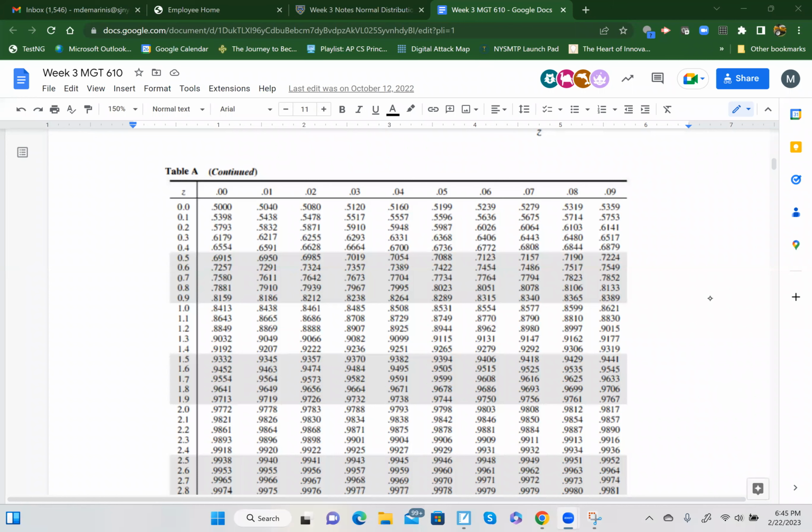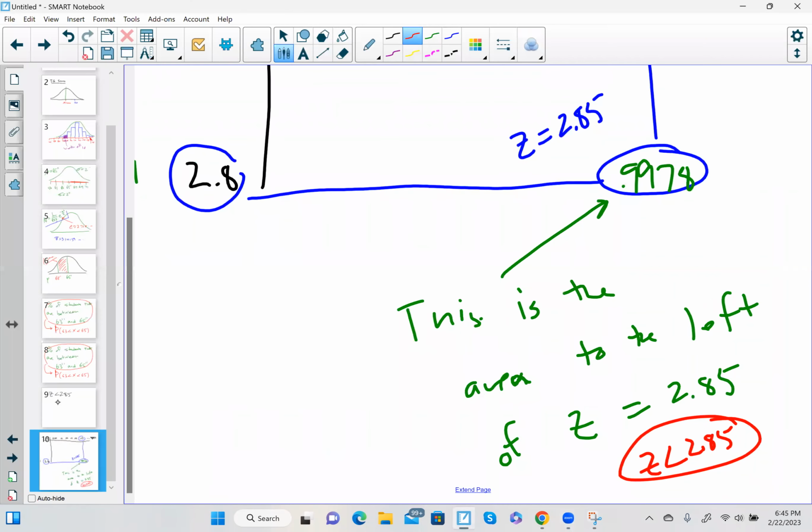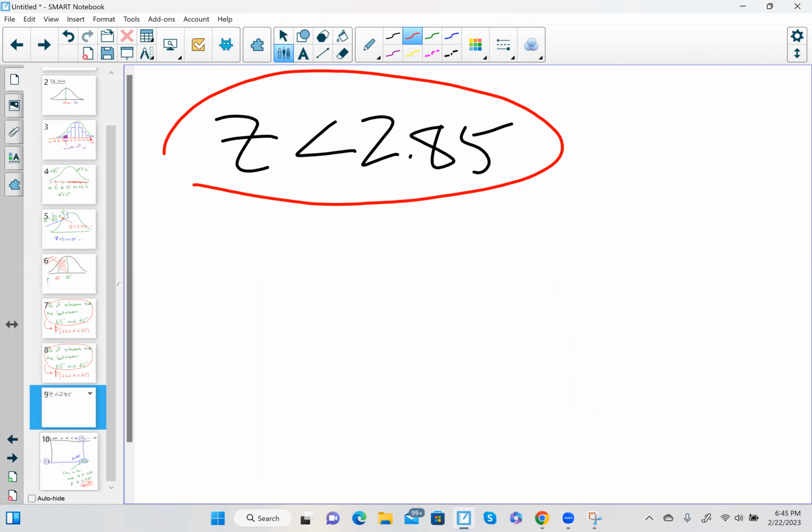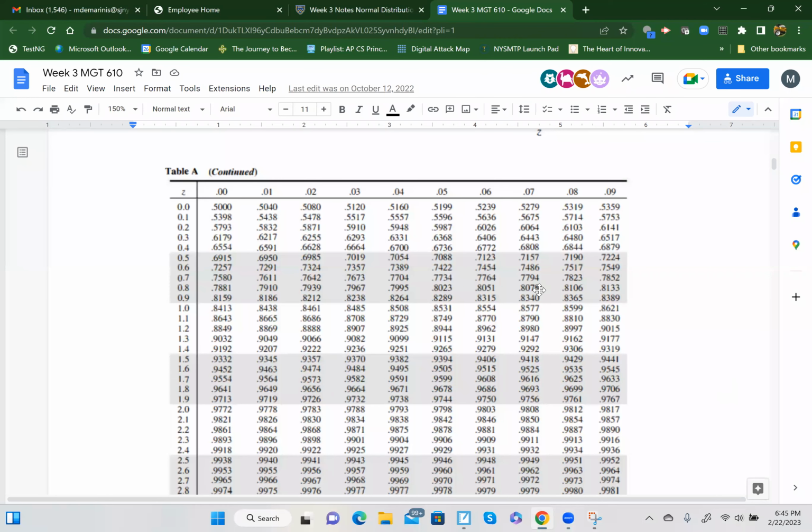So what we were trying to do is, here was the original question. The original question said find the probability or the proportion of people or percent of people that are less than Z equals 2.85. And so what we do is we go in the chart and we look for 2.85. On the left-hand column, near the bottom of my screen, you'll see a 2.8. You can see my mouse hovering there. And if I go across the top, I'll find a 0.05. You can see my arrow hovering there.